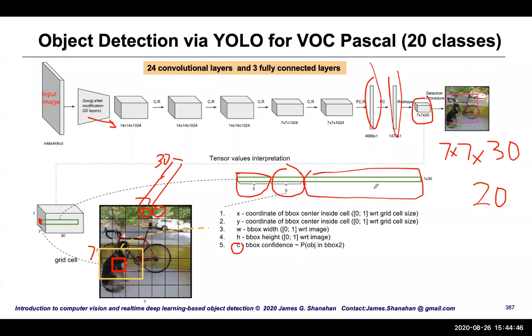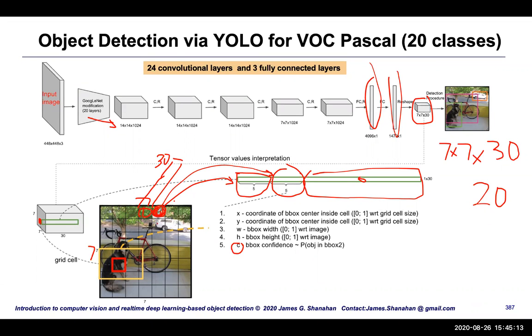So then our task is to predict: is there an object in this region? If so, should it be part of bounding box 1? Or should it be part of bounding box 2? And in either case, what's the class of the object?